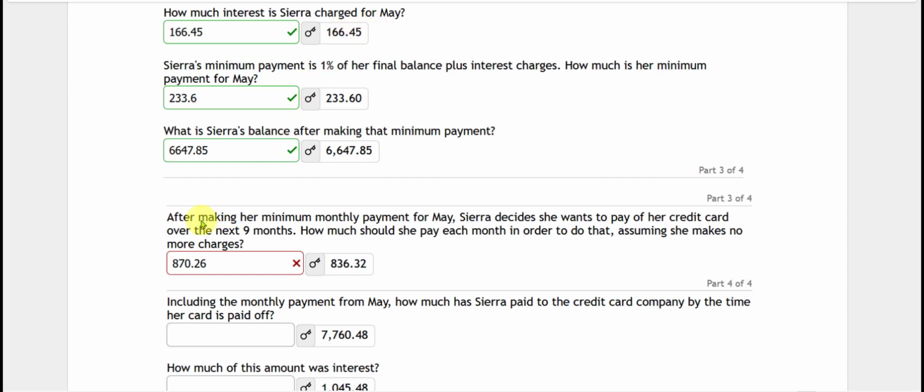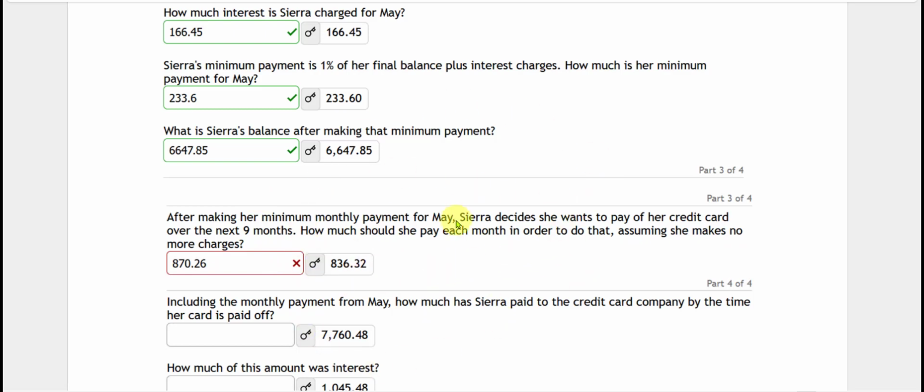Next question. After making her minimum payment for May, she decides that she wants to pay off her credit card over the next 9 months. How much should she pay each month in order to do that? Assuming that she makes no more charges, so no new transactions. What should be the monthly payment?